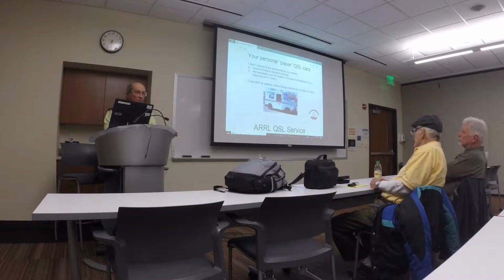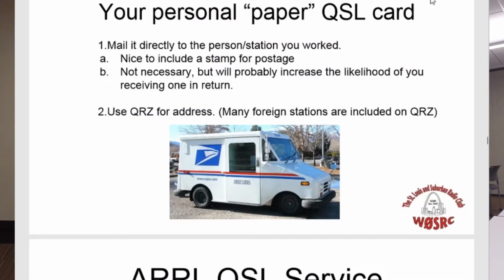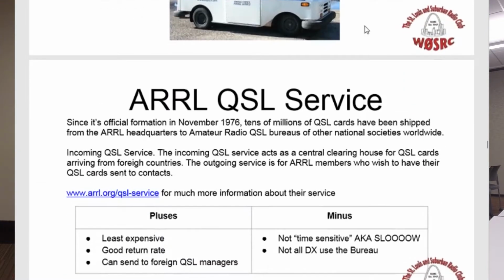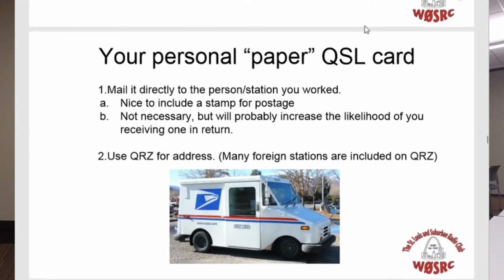Another thing, when you look at a DX station, there's a lot of stateside QSL managers. So it's just 2 first-class stamps. You don't have to get an international coupon. We got a picture of that. Yeah, we do. Okay, use QRZ for the address. Many foreign stations are included on QRZ.